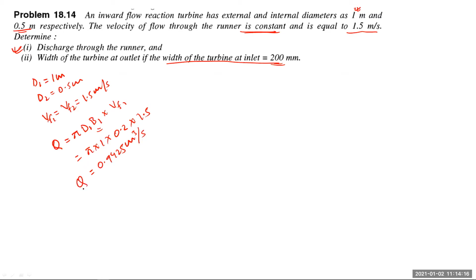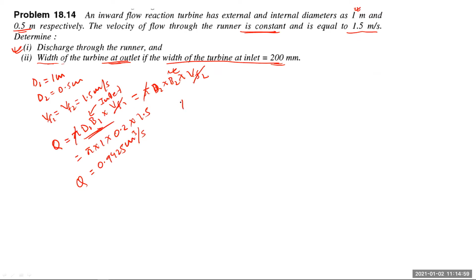When you know the discharge, the width at outlet, now it is asking for the width of the turbine at outlet. This one was your B1 at inlet. Now it is asking for outlet, means B2. So we know that discharge equals pi D1 into B1 into Bf1 equals pi into D2 into B2 into Bf2. Okay, all the parameters are known except this B2 term. So when you substitute, we know Bf1 is equal to Bf2, pi equals pi.